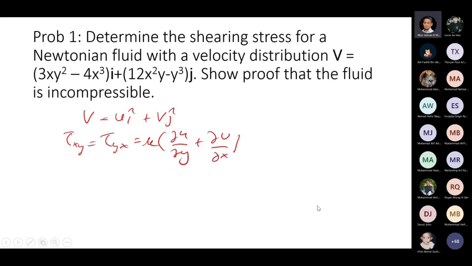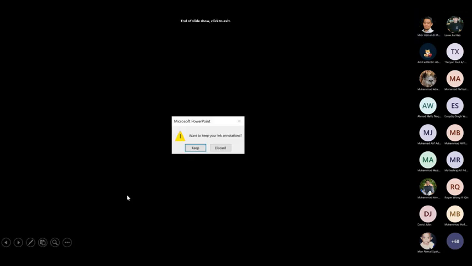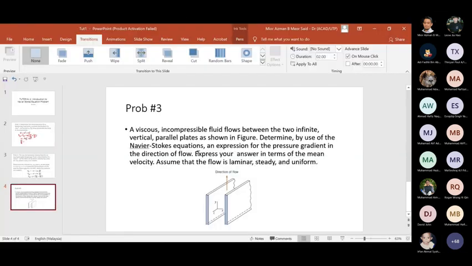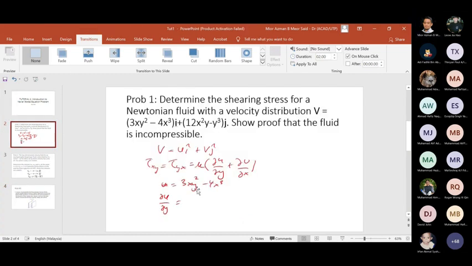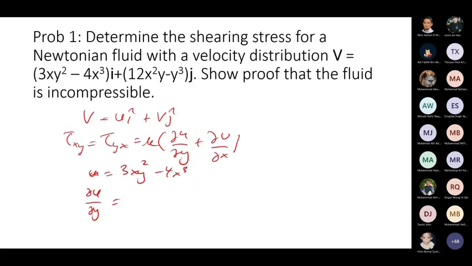Okay, and you know u is in terms of that. U is 3xy squared minus 4x cubed. So partial u over partial y will equal 6xy.